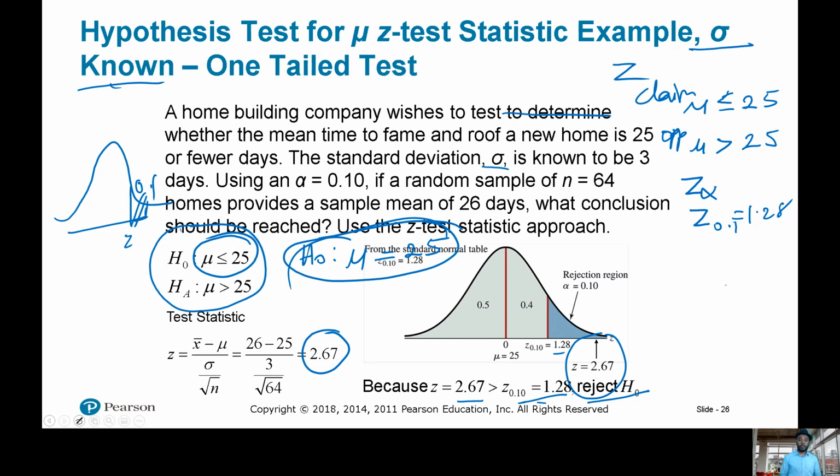So how do we interpret this? To interpret this, we'll say there is enough evidence to support the claim that, and then you state what the claim is. Okay? So there is enough evidence to support the claim that the mean time to frame and roof a new home is 25 or fewer days.